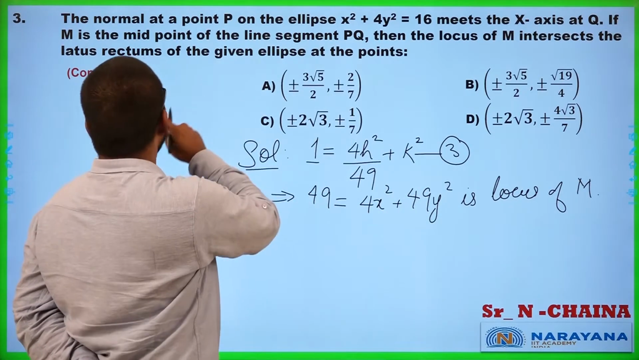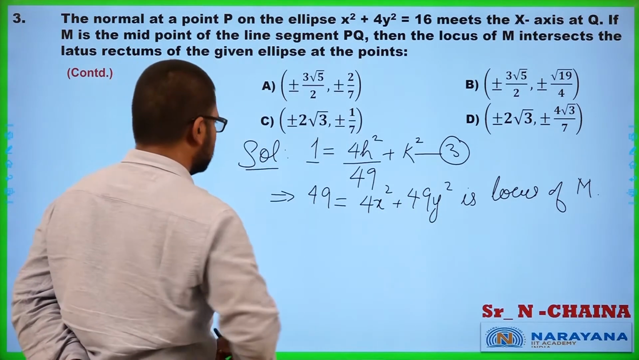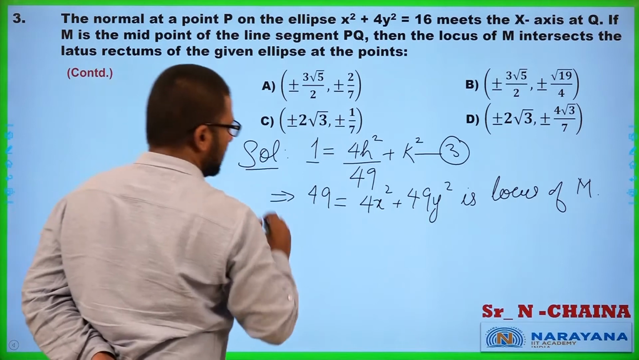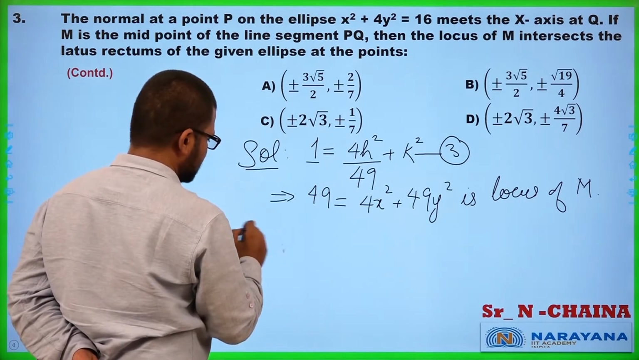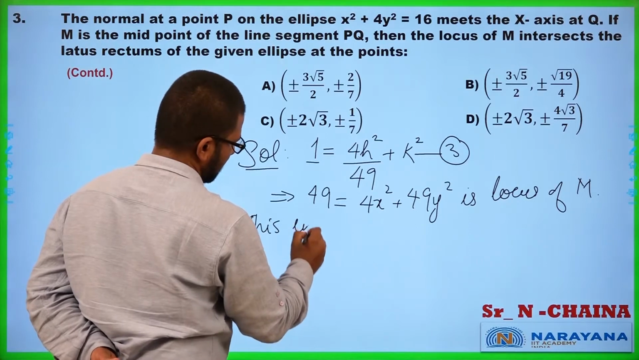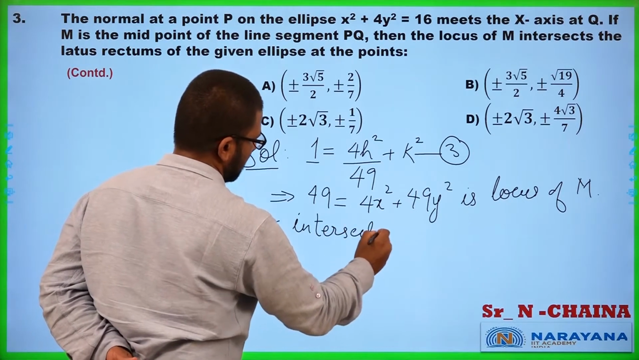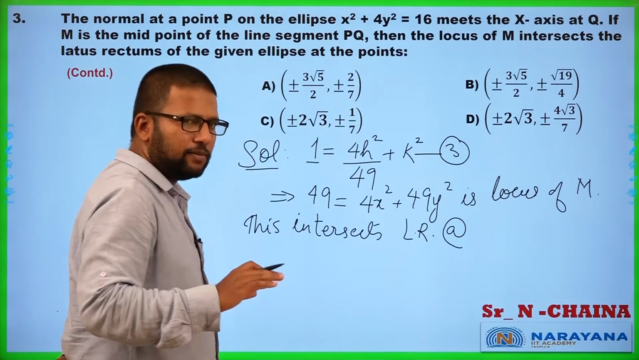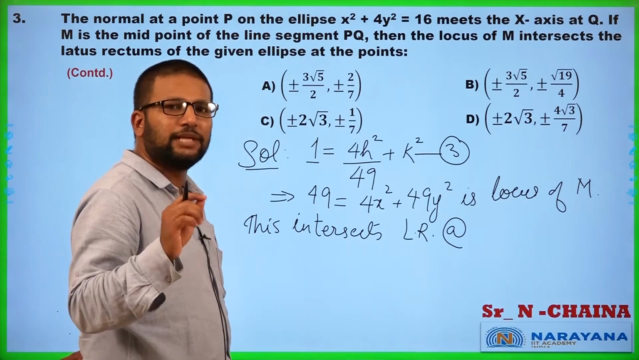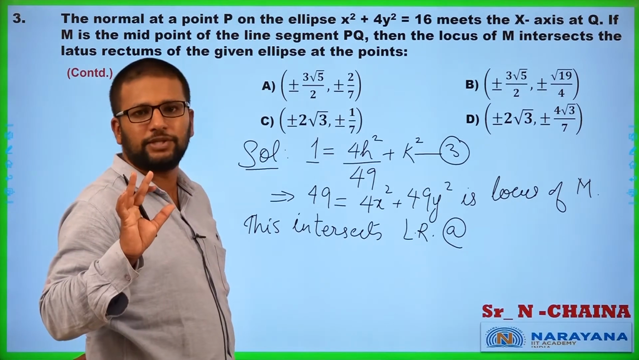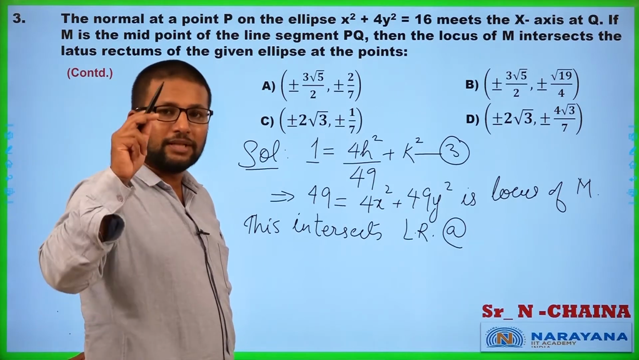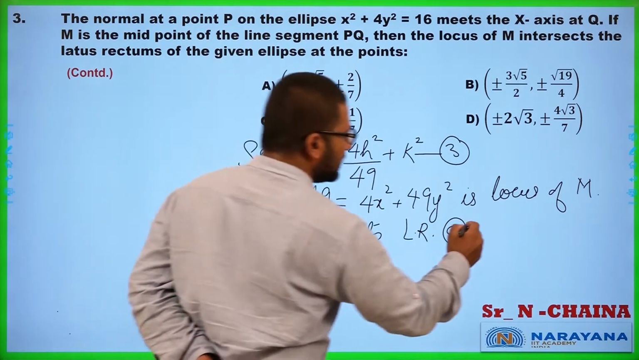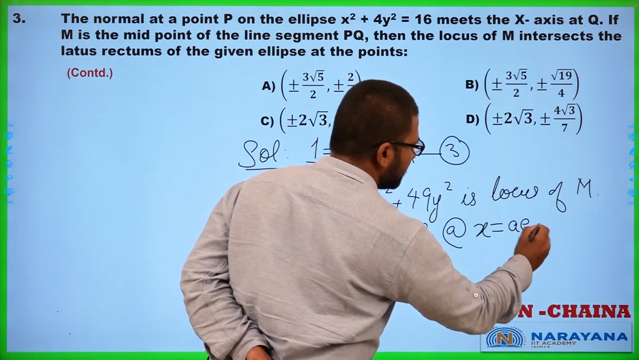Now, it intersects the latus rectum of the given ellipse, right? So, we will say that this intersects latus rectum of ellipse at, what do we know the coordinates of latus rectum? We know that any point on latus rectum would be AE, 0. Sorry, the focus is AE, 0, but on the latus rectum every point has x coordinate as AE, correct? So this intersects latus rectum at, let us just say x equal to AE, right?